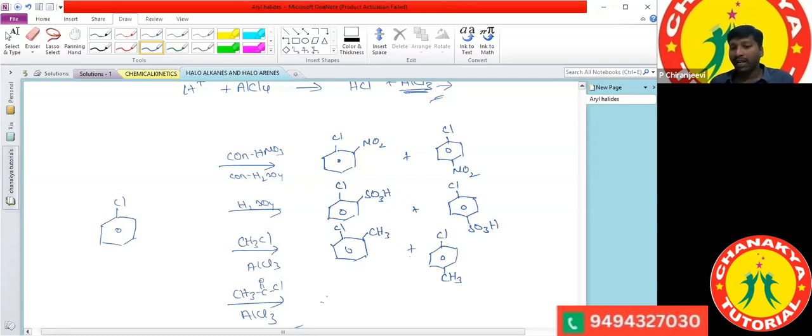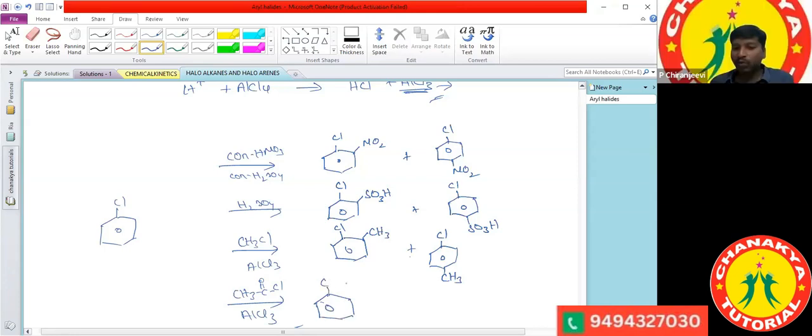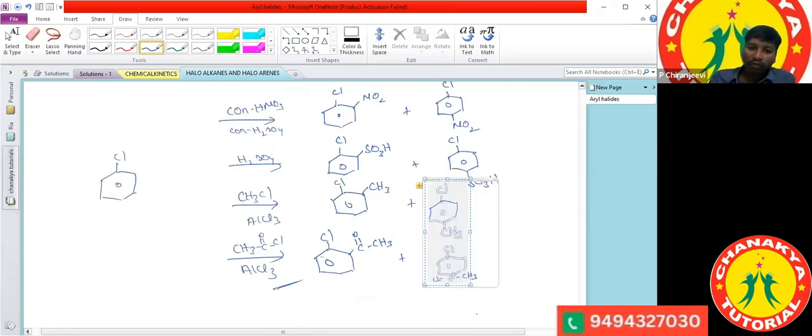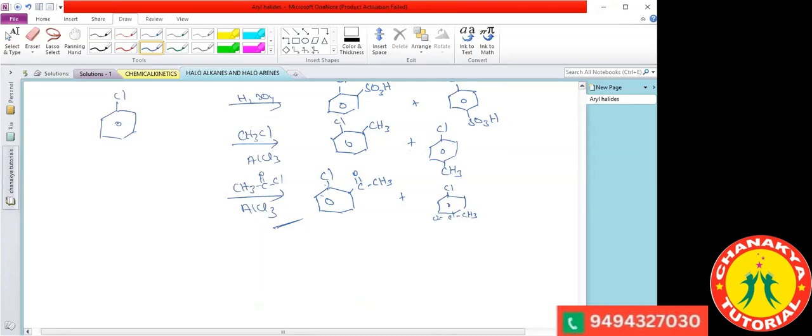And in the acylation reaction, the electrophile is CH3CO plus. Very good. CH3CO plus is substituted at the ortho position, or the CH3CO group is present at the para position. See here, C double bond O CH3. These are the products we get. Any doubt until here? No, sir.